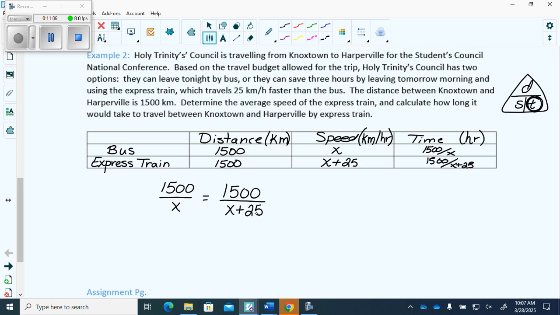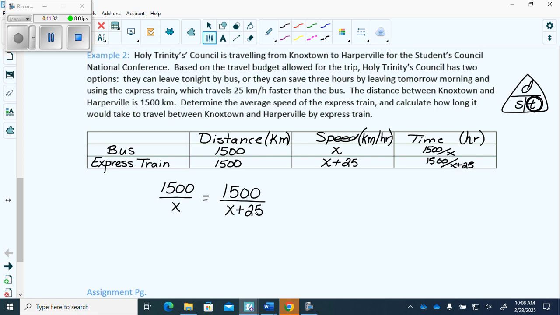Let's think about it this way. If I want the bus and the train to arrive at the same time, if they left at the same time, which one is slower? The bus is slower, correct? So which one would I take? A lot of people want to take 3 hours off of the train. Well, now you just made the train arrive 6 hours faster.